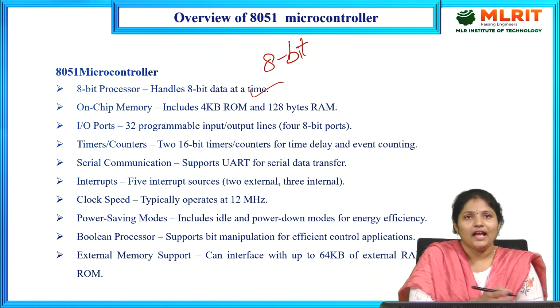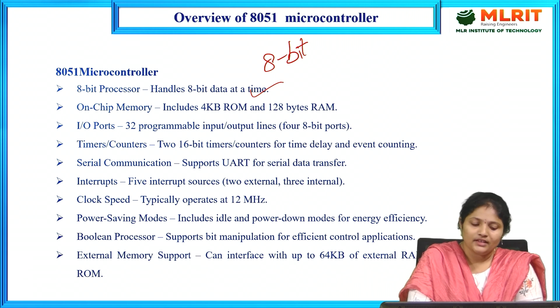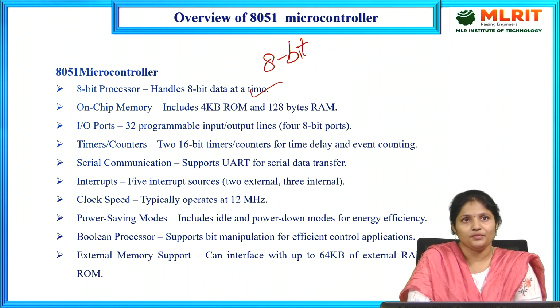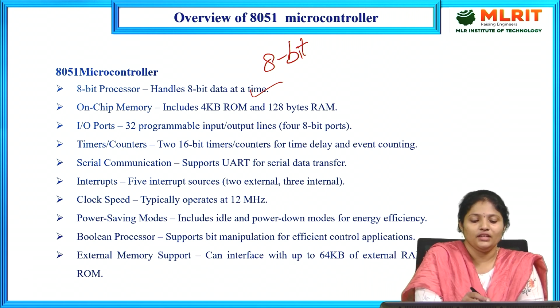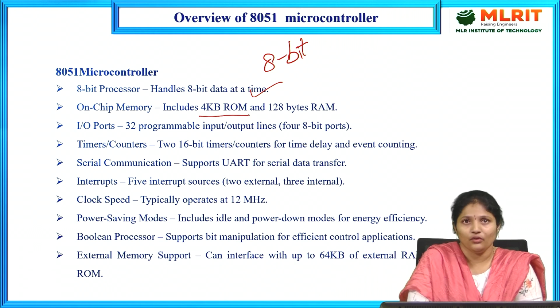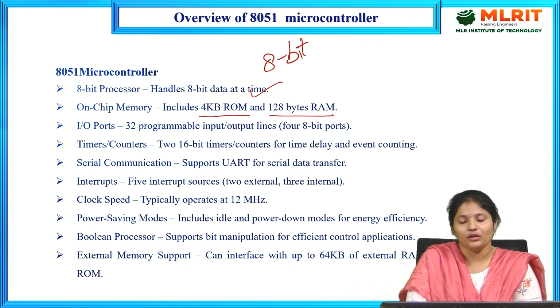Next, it has on-chip memory. As I already told you, there are two chips; internal memory will be there. It includes 4 kilobytes of read-only memory to store the program, whereas to store the data we have 128 bytes of RAM. So to store the program it can support 4 KB, and to store the data it can support 128 bytes.